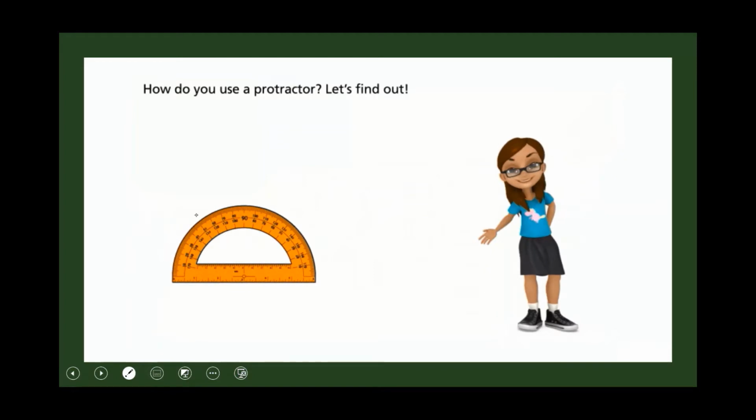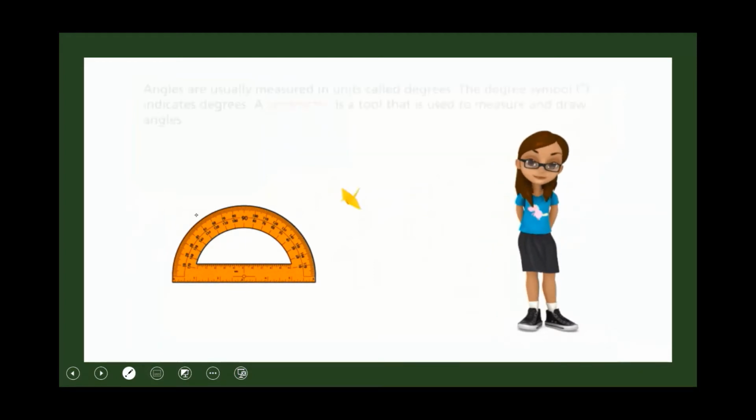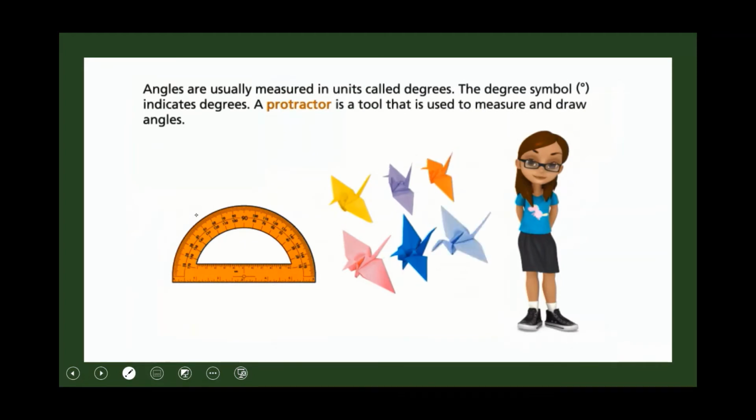How do you use a protractor? Let's find out. Angles are usually measured in units called degrees. The degree symbol indicates degrees. A protractor is a tool that is used to measure and draw angles.